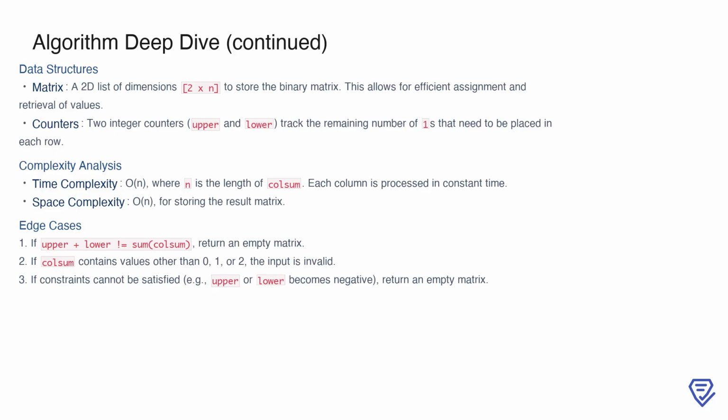Lastly, there are a few edge cases to consider. If the sum of colsum doesn't match upper plus lower, the input is invalid, and we return an empty matrix. If colsum contains values other than 0, 1, or 2, the input is also invalid. Additionally, if at any point the constraints cannot be satisfied, such as when upper or lower becomes negative, we terminate early and return an empty matrix. These considerations ensure that our solution is both robust and efficient.